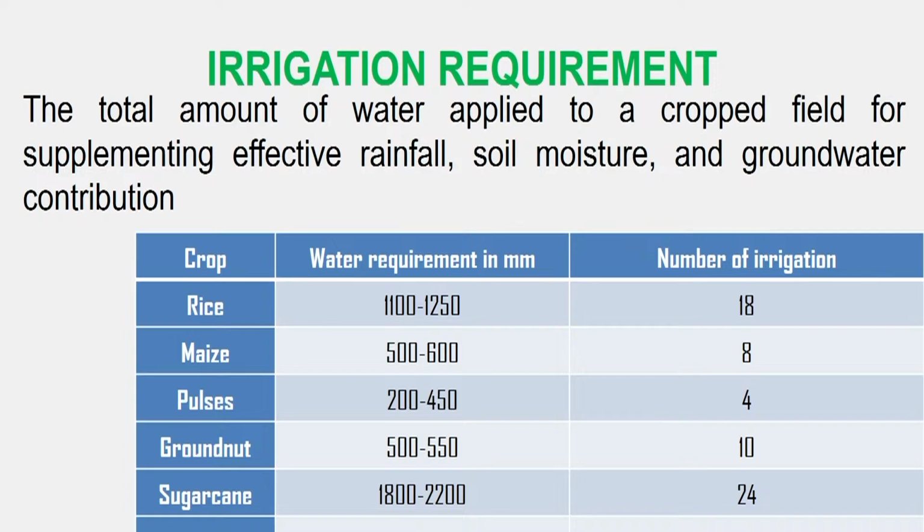So we can say that we should go for cultivation of a crop after calculating or assessing the water requirement in a certain region.